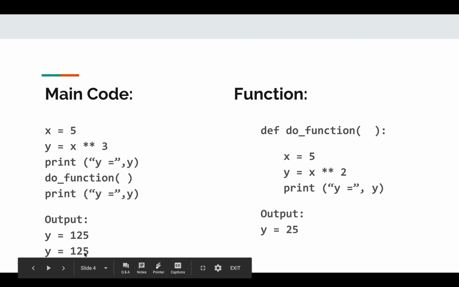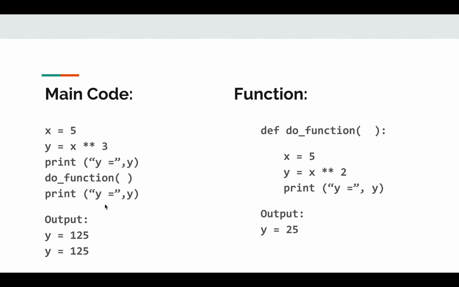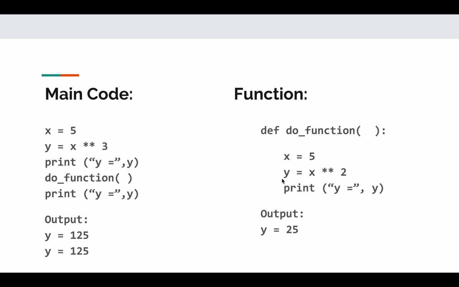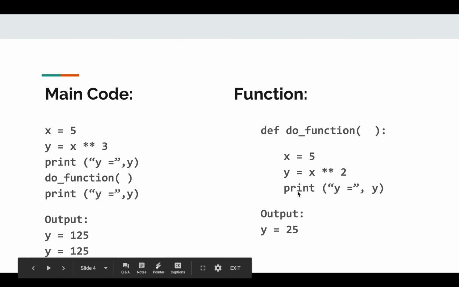I put the outputs on each side, but if you were to run this, you would get y equals 125, then it would come over here and say y equals 25, and then over here again it would say y equals 125. So, how can y equal two different things? The answer is the y in the main code and the y inside the function, sure, they share the same name, but they have different values. It's just like if you had the same name as somebody outside of your family. It's interesting that you share the same name, but it doesn't mean that you have any sort of relation with each other, right?